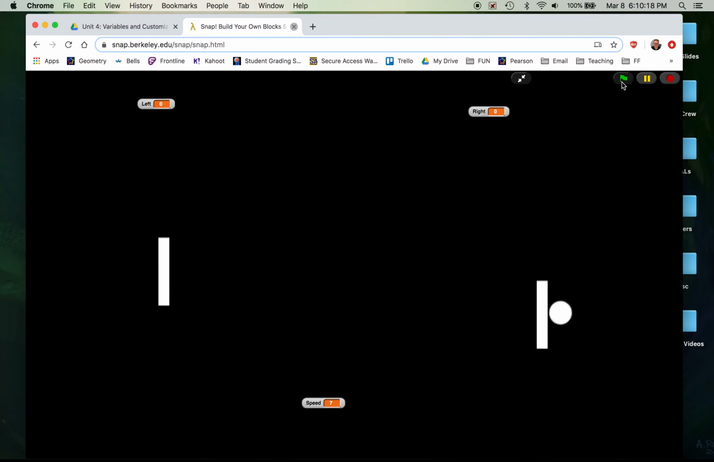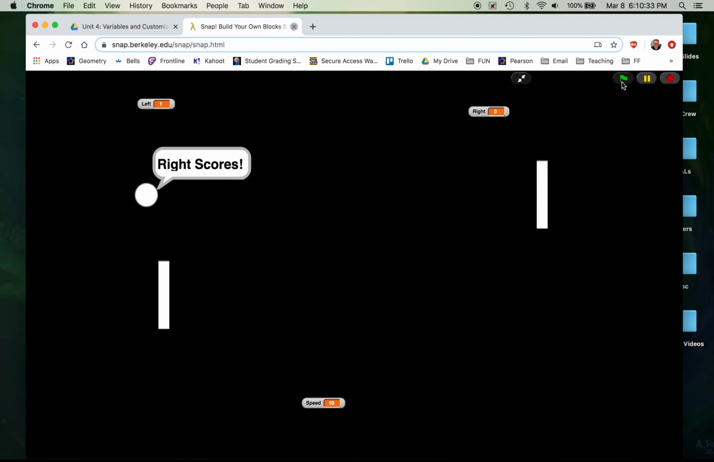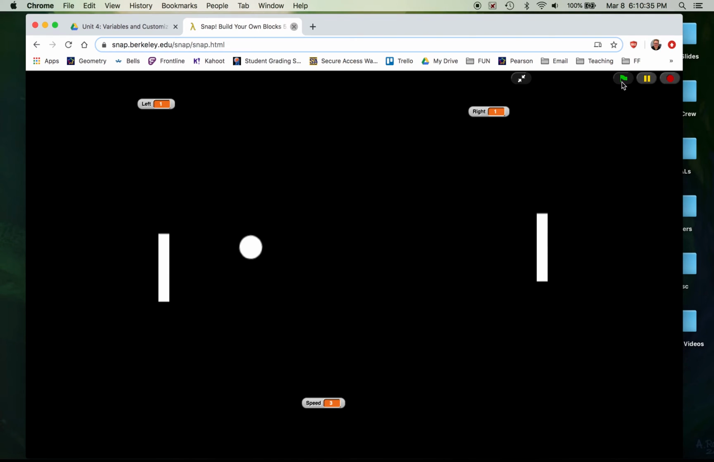Yay, left scores. So the way I've actually built my code is I'm including some extra credit, which is the paddle on the right is not controlled by me or another person. I actually have that set up to be AI. And oh boy, he got me. Look at that. So there's a couple things I want to point out.